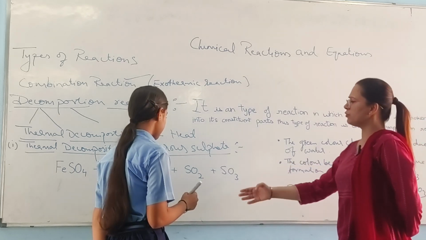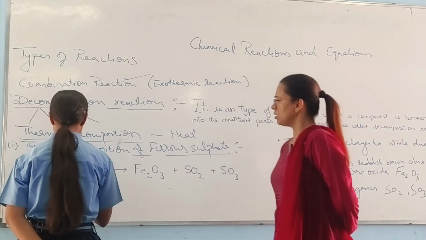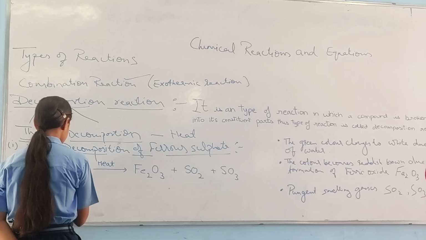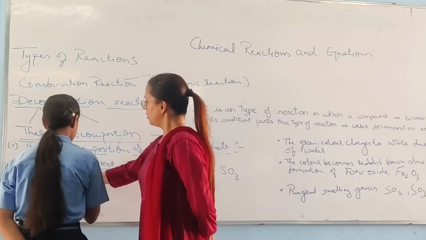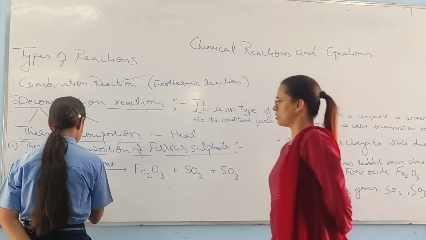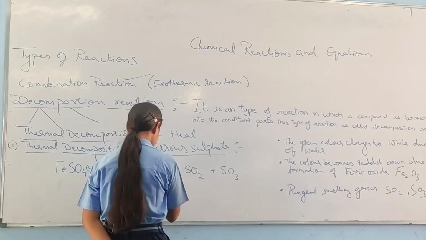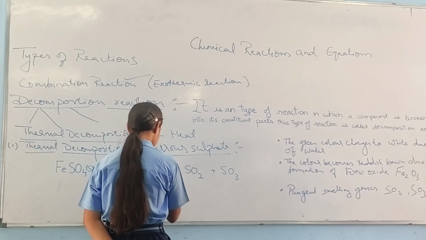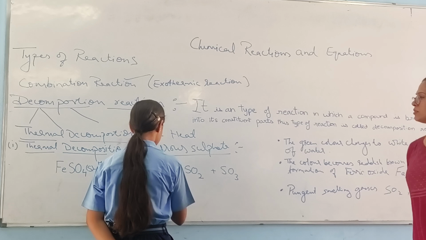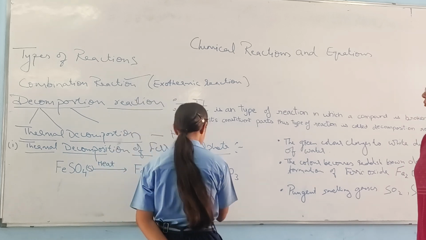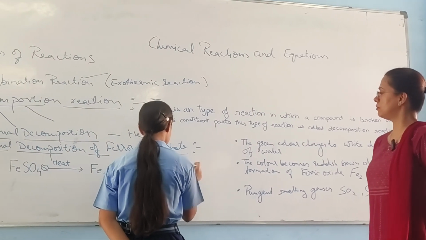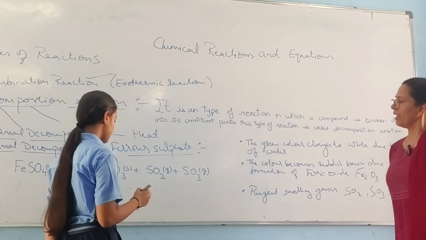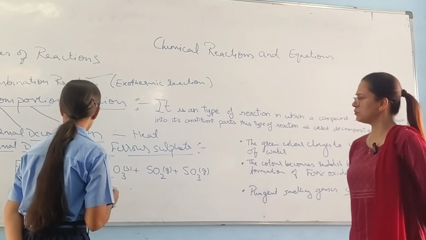And along with this, what else do we need to do? We need to mark the state. No, not like this. How do we mark state? In front of the compound, in brackets. Yes. Iron oxide, the rest is what state? Small g. And then explain the equation.